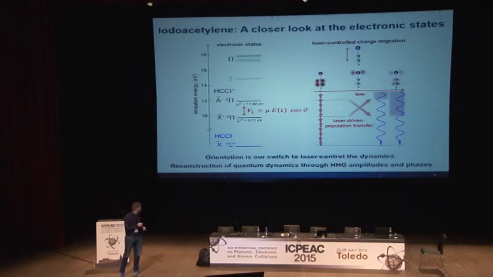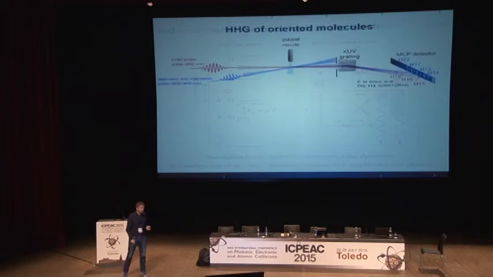What we are now looking for is to reconstruct the quantum dynamics between these two states in terms of their populations and phases. And we do that by measuring the harmonic generation amplitudes or intensities and phases, and then try to invert it to directly these populations of the states. So let's look at the data.